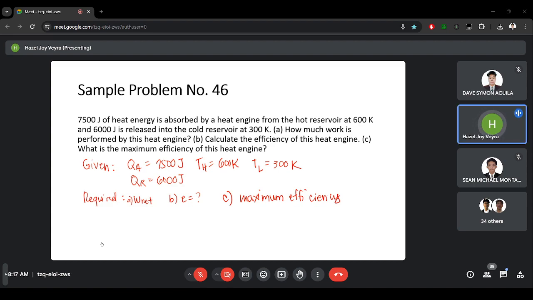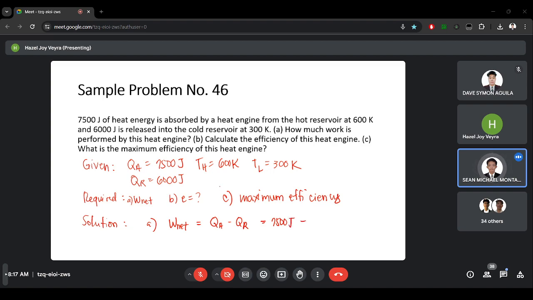Okay. So let's start with the solution. To get the work net, it is QA minus QR. Solution letter A. Work net is equal to QA minus QR. So, 7,500 joules minus 6,000 joules is equal to 1,500 joules. Okay, that's correct.